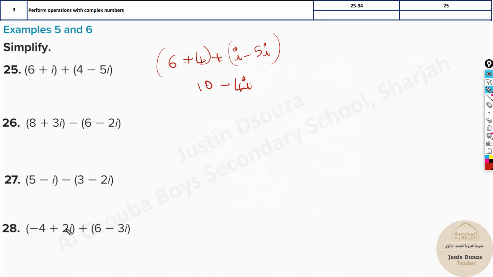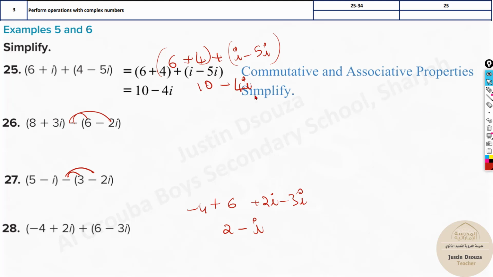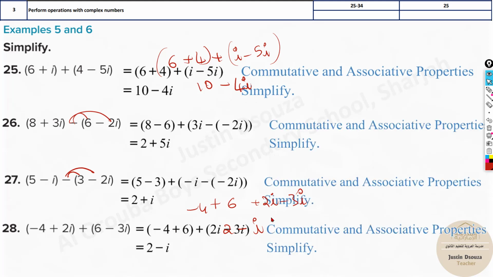Let's take one more problem. What about this one? Last one. Minus 4 plus 6, and you will have plus 2i minus 3i. Solve it up. It'll be 2 minus i. That's it. Now, when it's minus, make sure you multiply this sign as a distributive property, and both these terms become minus. Okay. So that's it. The answers are very easy, simple answers.